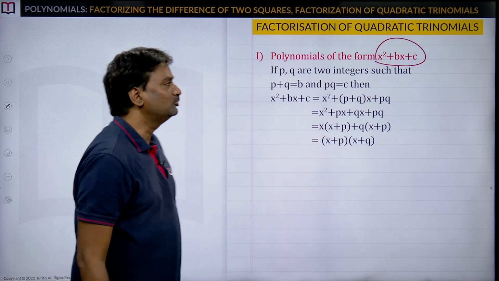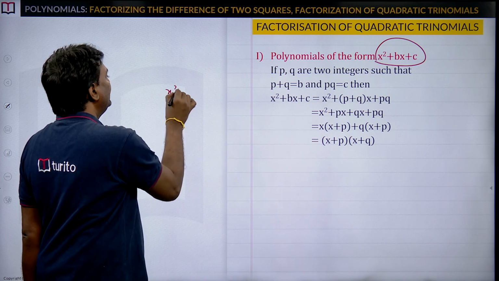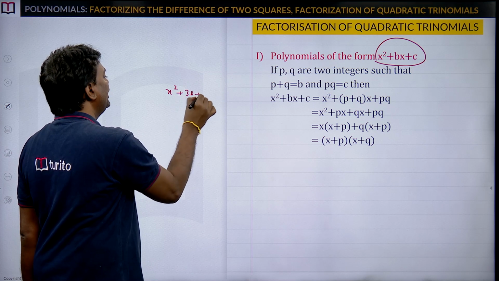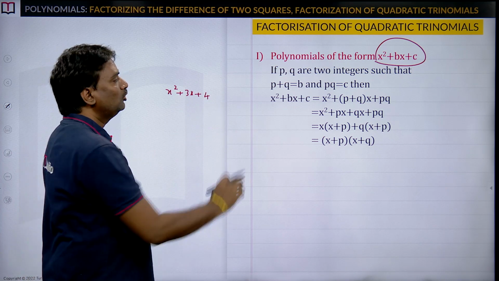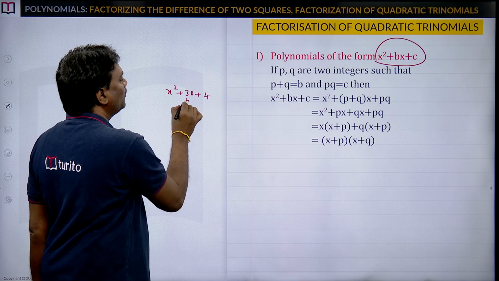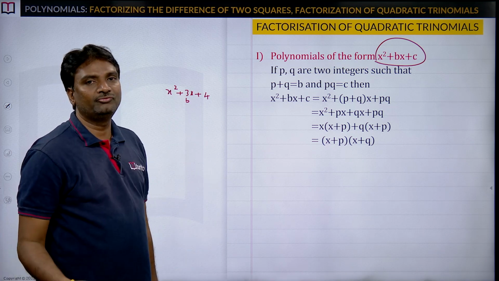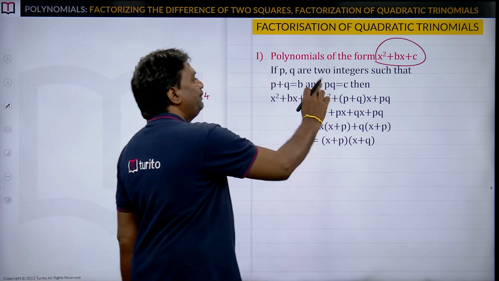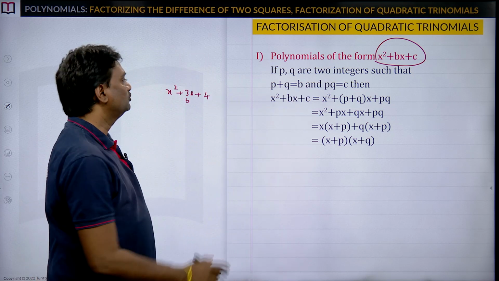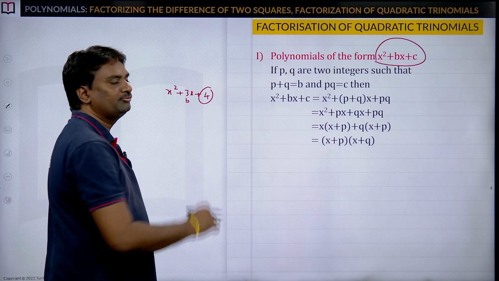So, where we have b. For example, if we have x square plus 3x plus 4, p plus q equals b, where b equals 3. So you may write 2 plus 1 or 1 plus 2, or 4 minus 1, like that. And p into q equals c, which means that is 4.